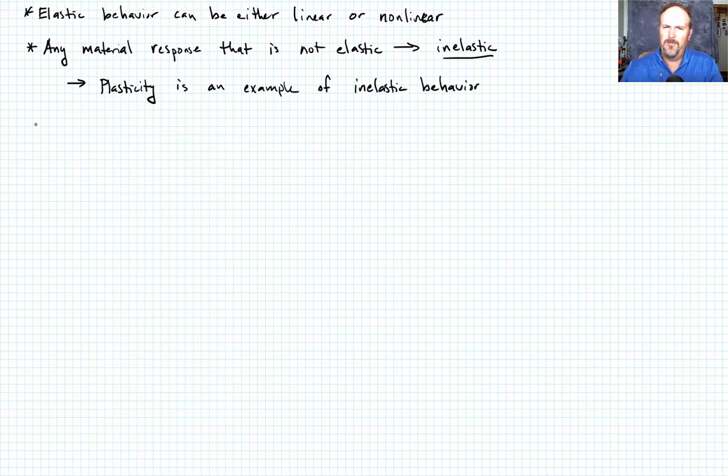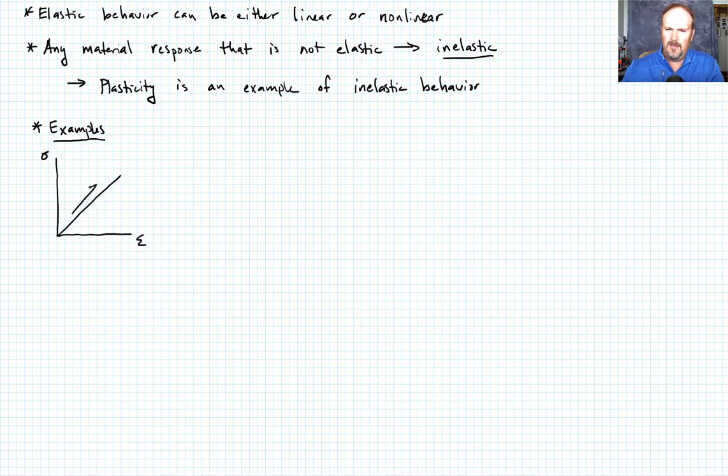Let's go ahead and draw some pictures just to illustrate these examples. So the first, let's just do a typical linear elastic material. So there's a stress strain. It's linear in that, and the load up curve and the unloading curve are the same. So this would be a linear elastic material. Looks like this.